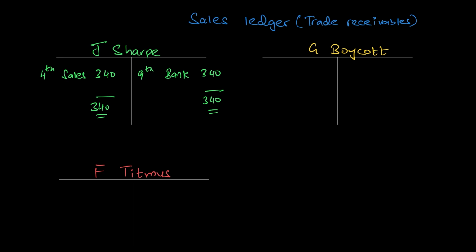He bought goods from us. He paid it on the 9th. So there is no outstanding balance on J Sharp's account. So there is no money that we are owed by J Sharp. Alright, I hope you guys understand this exercise. Now I'll do the same thing for G Boycott and F Titmus. I will just highlight all the transactions and then we'll just enter it in the account over here.